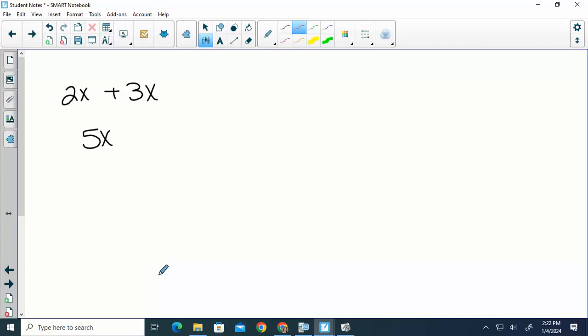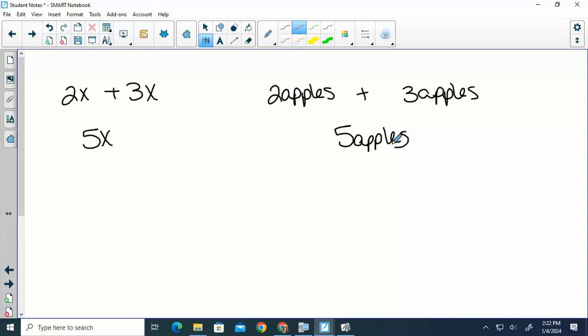The x is kind of like a label. It would be the same if I said like 2 apples plus 3 apples. When I add those together, I get 5, but they're still apples. It didn't become an orange because I added them together. So the variable part, think of it as a label. You're just combining the numbers in front. That label doesn't change when you put them together.